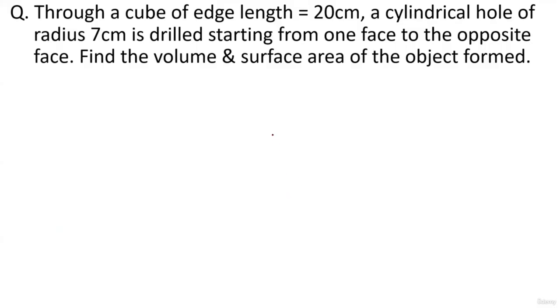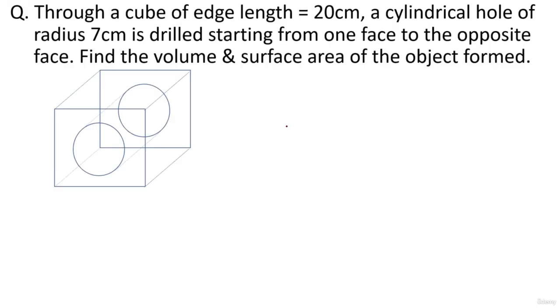Through a cube of edge length equal to 20 centimeters, a cylindrical hole of radius 7 centimeters is drilled, starting from one face to the opposite face. Find the volume and surface area of the object formed. You can just try it out. It will be demonstrated in the diagram here. So we have a cube and through it we have drawn a cylindrical hole, right?